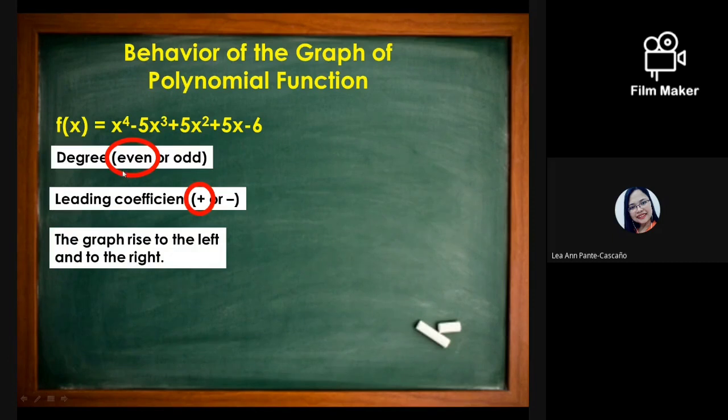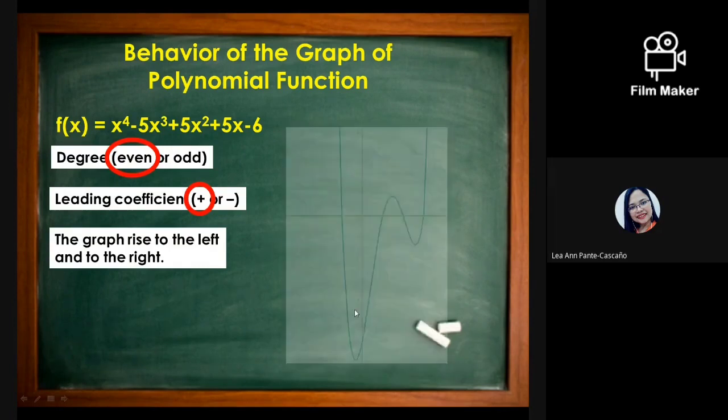Next, therefore, if you have even degree and positive leading coefficient, your graph must rise to the left and to the right. It means both rising ang ating graph. So, ang magiging itsura po ng ating graph is this one.